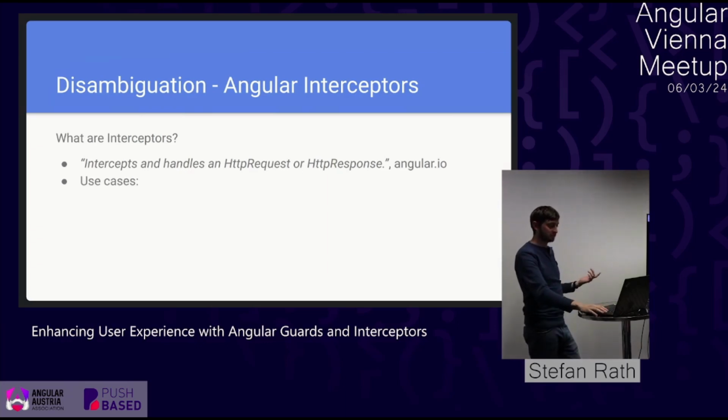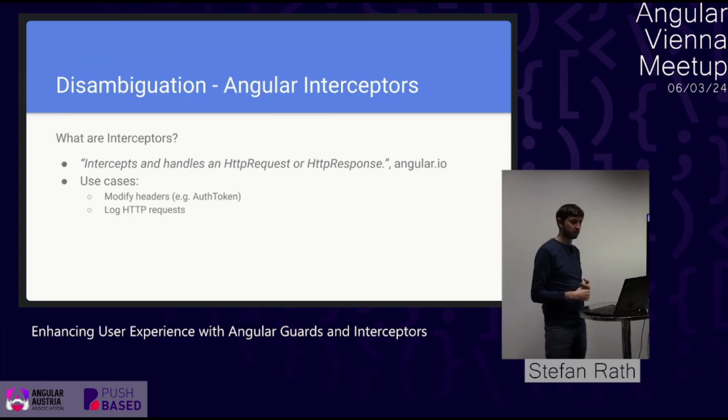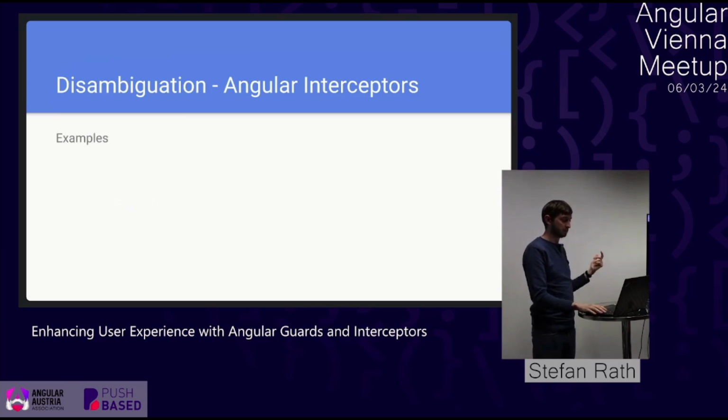And use cases: modify headers if you have an auth token. This is also the most obvious thing that most applications have. But there are many more use cases, for example, logging HTTP requests on the front end, caching them, or catching errors. You can use error handlers as well, and this is why I say there are so many ways to implement stuff in Angular, but you can also do it in an interceptor, and we'll show some examples later.